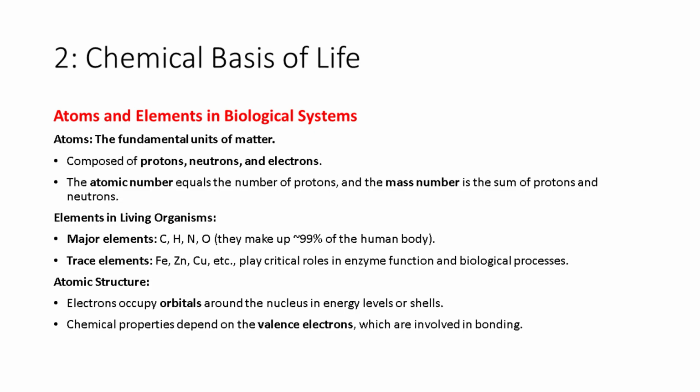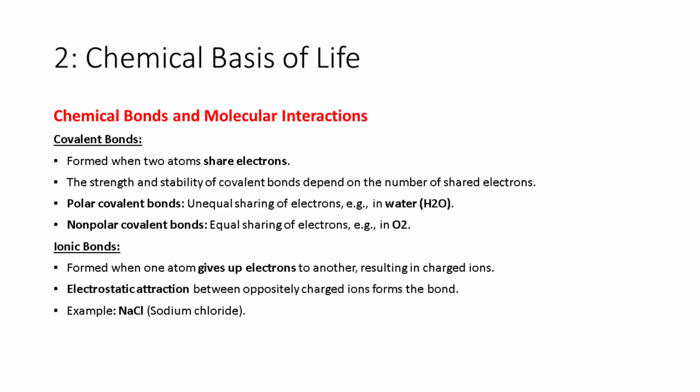Atomic structure: electrons occupy orbitals around the nucleus in energy levels or shells. Chemical properties depend on the valence electrons, which are involved in bonding. Chemical bonds and molecular interactions.